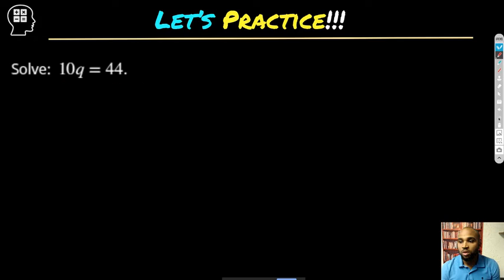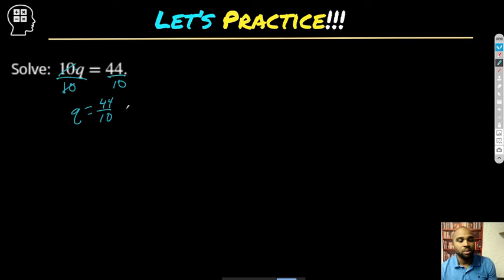So let's solve this the correct way the first time. Or I guess the second time. So I'm going to undo this multiplication. So I'm going to divide by 10. And I'm going to do the same thing on both sides to keep this equal. Well, 10 divided by 10 is just 1. So that's going to give me q. 44 divided by 10 looks as so.